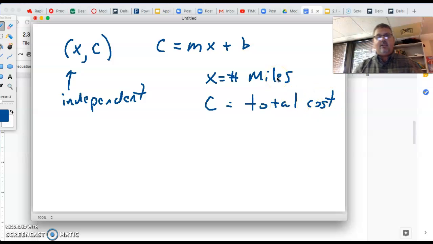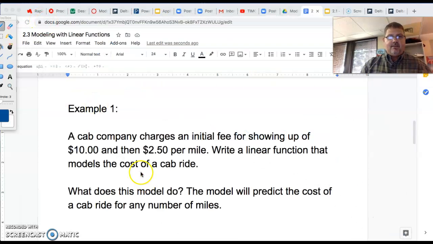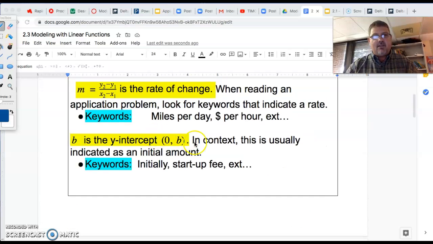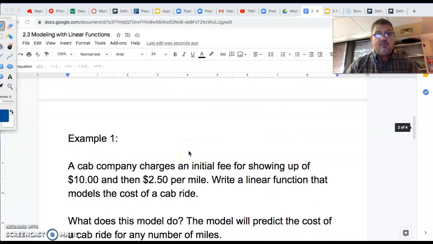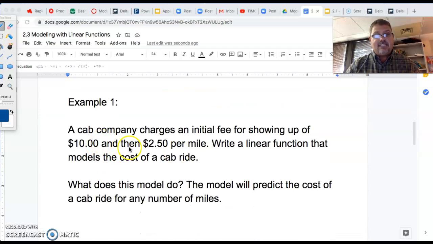All right, so let's go back and read and extract this information. We kind of might already have talked about it. Now, the initial fee, like we said up here, if you're looking for that language like I'm talking about, it's indicated right there where it says initial fee for showing up. So that 10 is your initial fee. That's your y-intercept. Per mile, $2.50 per mile. This is a rate given to you, I would say explicitly. They're just telling you what it is.